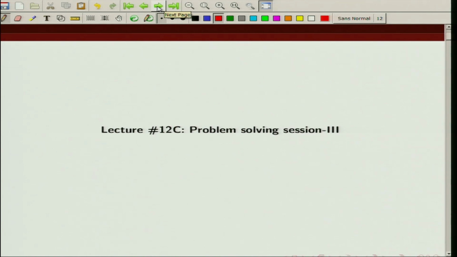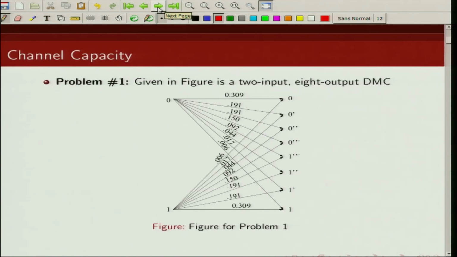So in this lecture we are going to solve some problems related to channel capacity computation. In problem number 1, we are going to compute the capacity of this discrete memoryless channel.